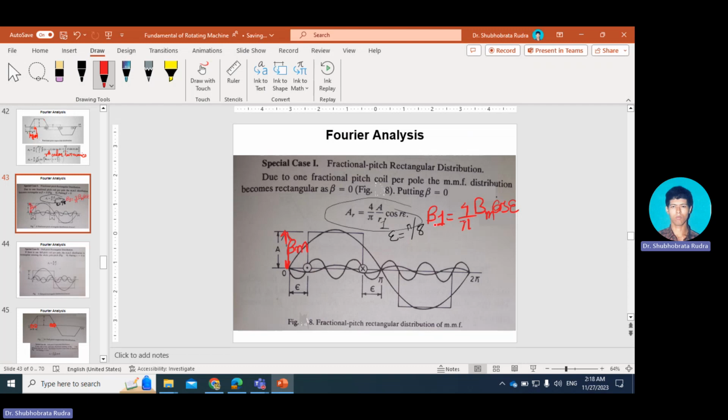But what is that B1? Precisely, we should write B1 using this formula. We are actually getting this value. Correct. So once you find this B1M, what is your objective? You have to find out the average flux.